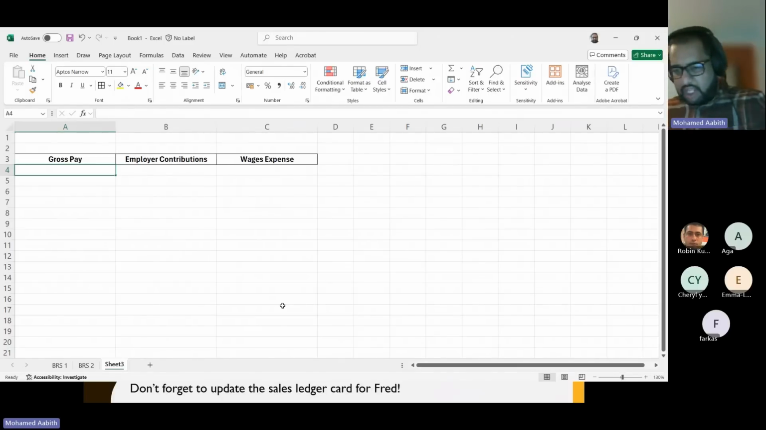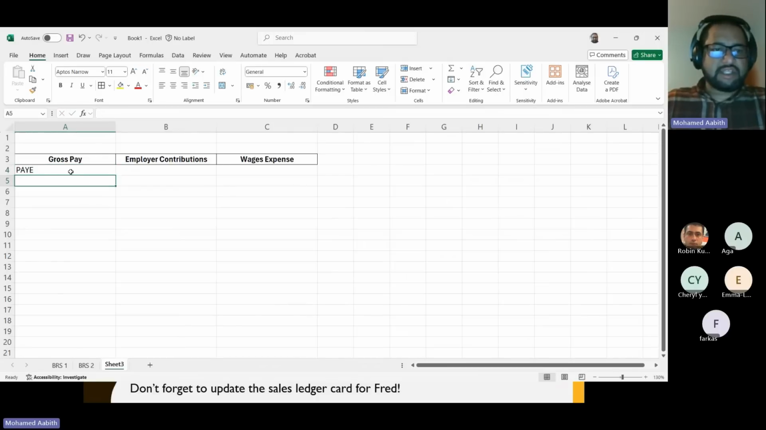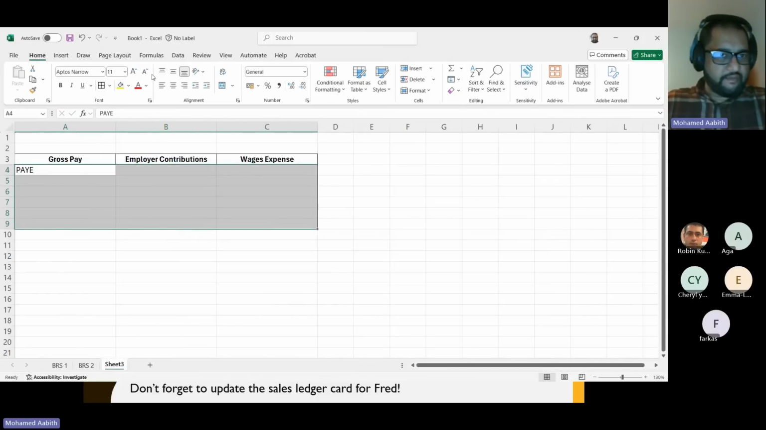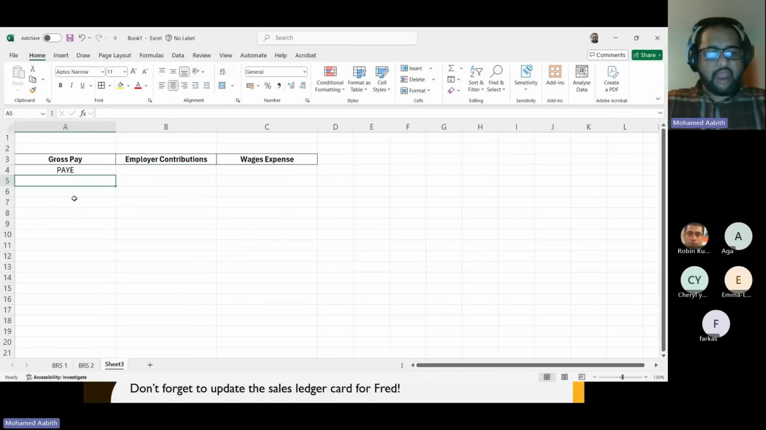Your salary, you have certain contributions you have to pay from your pocket. For example, you have PAYE. What is PAYE, guys? That is the tax you pay. Okay, that is the income tax you pay. That is your PAYE.